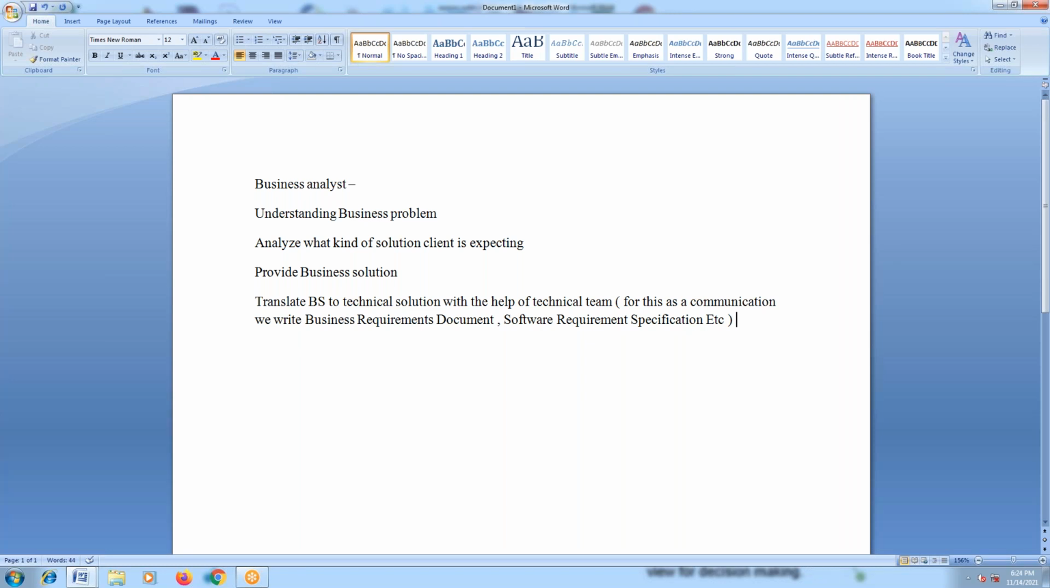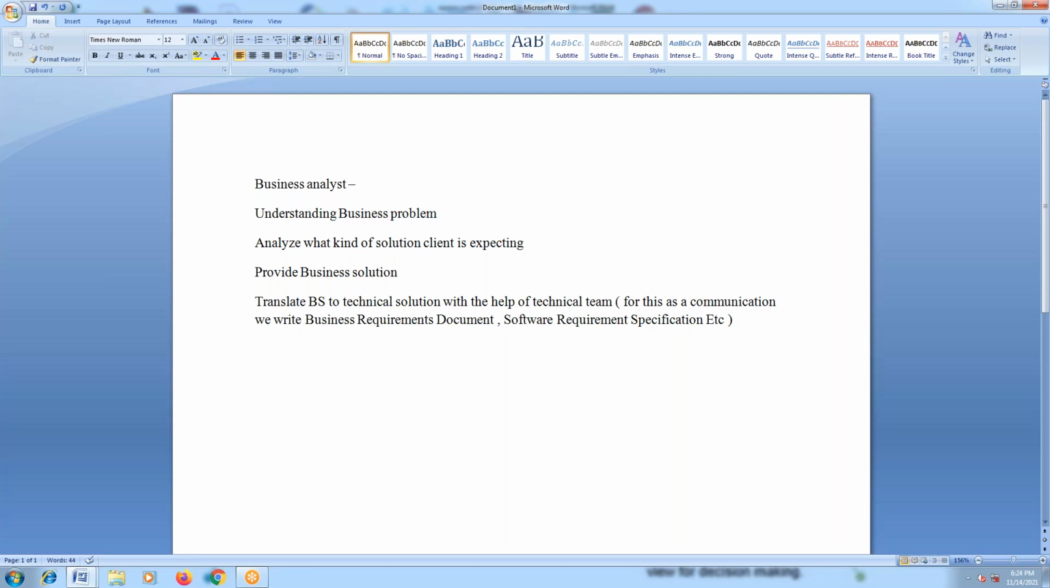Whereas SRS, the software requirement specification, majorly focuses on the software requirements, meaning what hardware you are using, what software we are using, what operating system we are using, what programming language we use. All this comes under the software requirement specification.